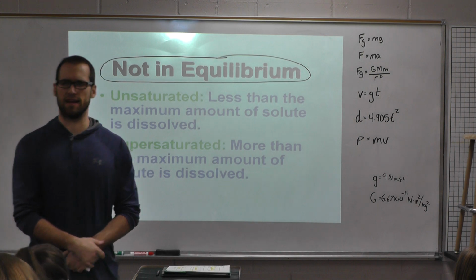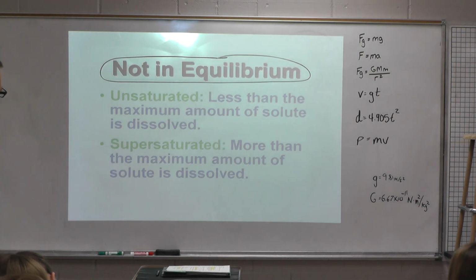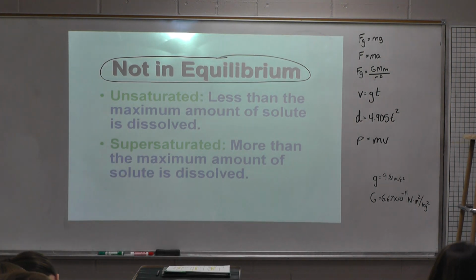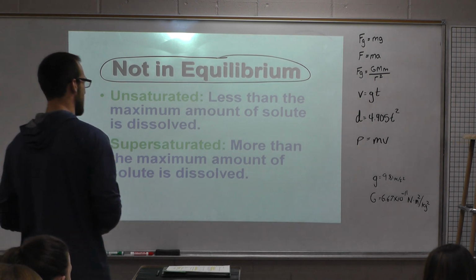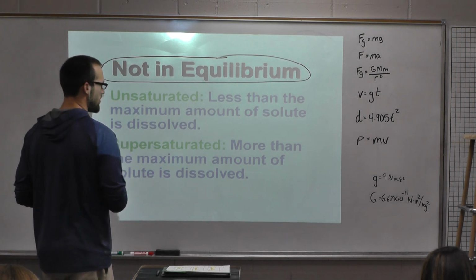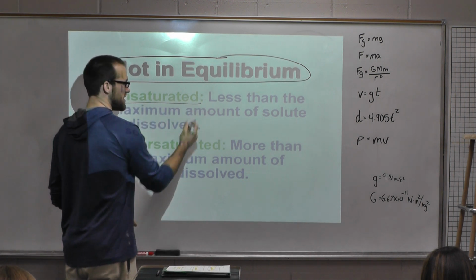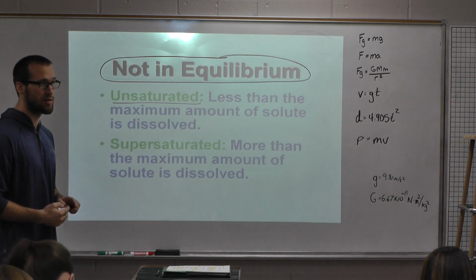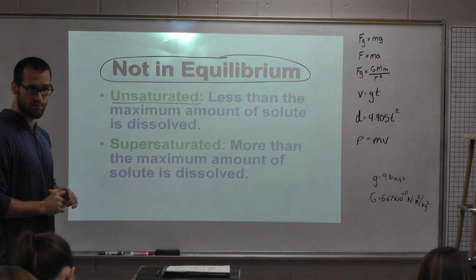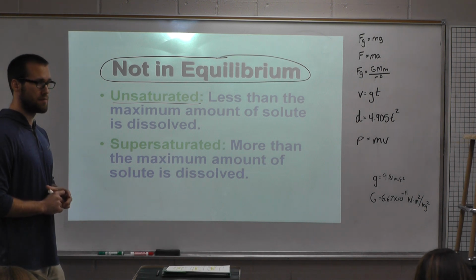So here's what saturated, unsaturated, and supersaturated mean in chemistry. If I have less than the total or maximum amount that I can dissolve in solution, then I'm unsaturated. What that simply means is I could dissolve more if I wanted to. Does that make sense? So saturated means it's already at the limit.